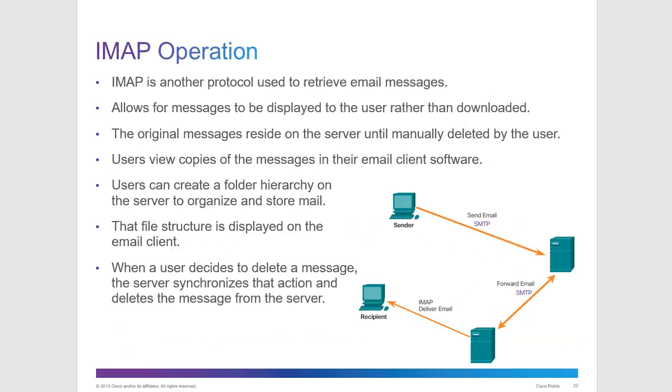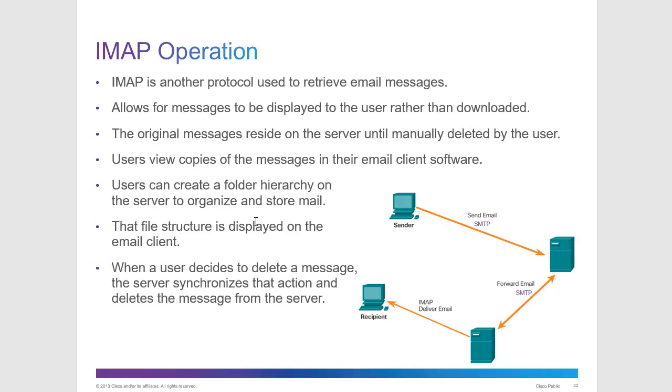IMAP is, well, kind of the opposite of POP in that it leaves the message on the server and you're just managing your email on the server. So any changes you make to your inbox, if you're creating new folders, moving messages from place to place, all that is happening on your server and on your computer. So they're basically mirroring each other. That's what IMAP is. You can think of it as one mapping to the other, always reflecting the other.